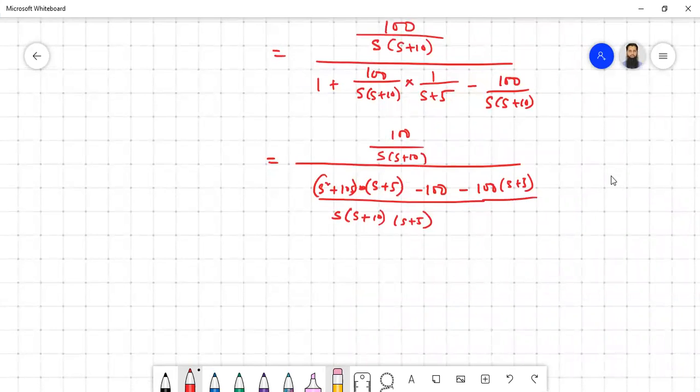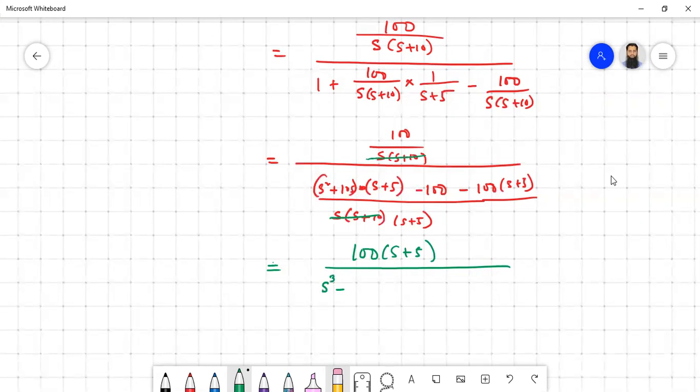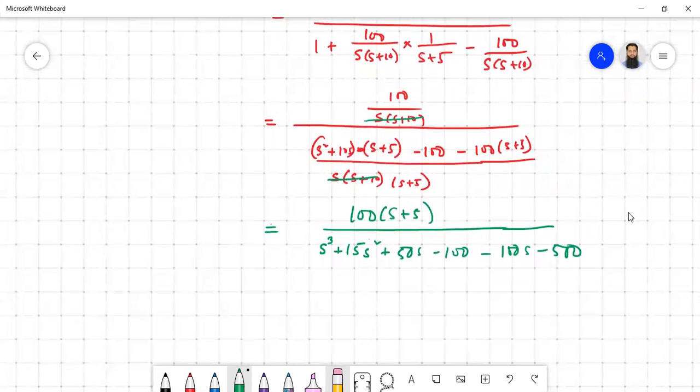Simply we can see that this parameter can be cancelled, this one, this one. So this S plus 5 will be going to the top. So basically 100 into S plus 5. Then we have S cube plus 15 S squared plus 50S minus 100, minus 100S minus 500. Okay, I think we'll have a plus sign here.